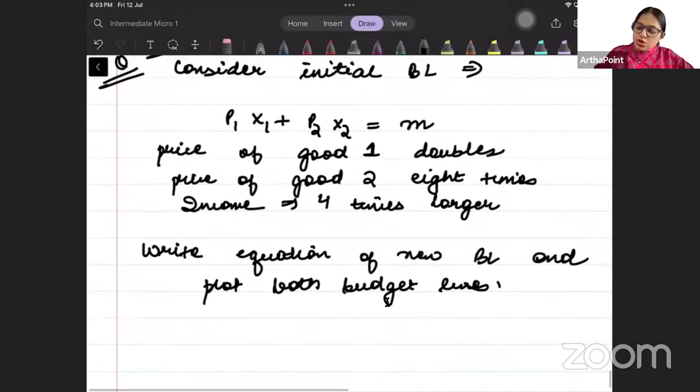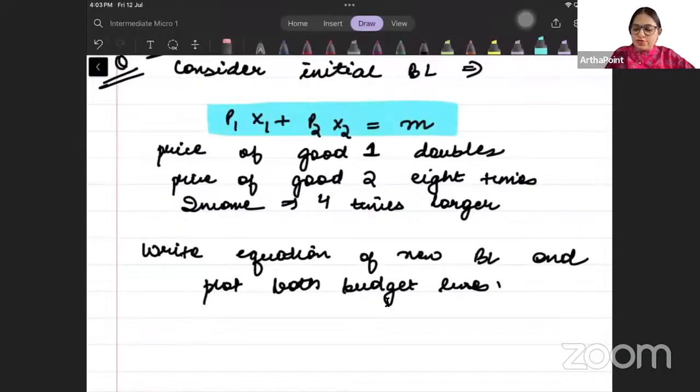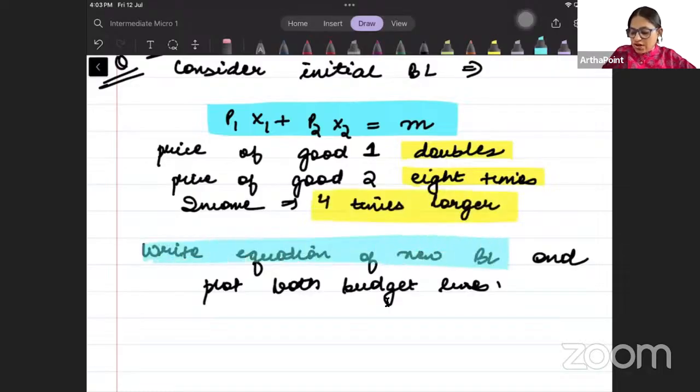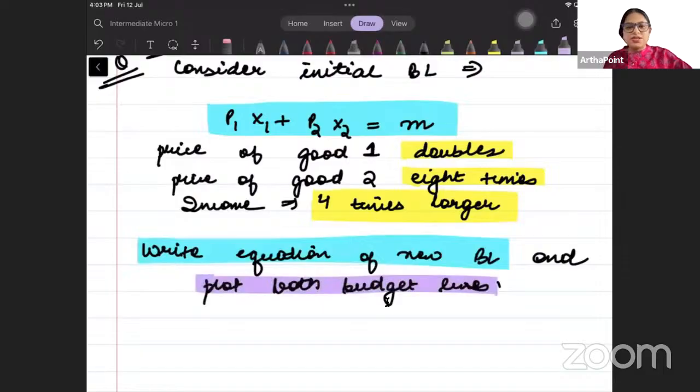Homework question, beta: you are given P1 X1 plus P2 X2 is equal to income of consumer. Price of good one doubles, price of good two becomes 8 times, income becomes 4 times larger. You need to write the equation of the new budget line and also plot both the budget lines. I will go ahead and discuss this in the next lecture. Try to do this on your own.